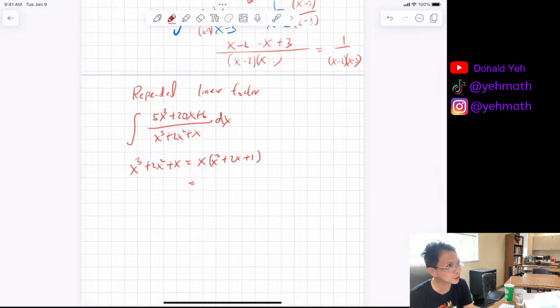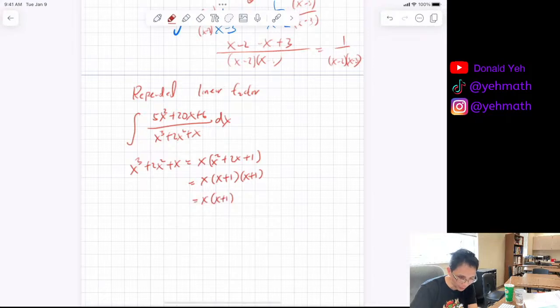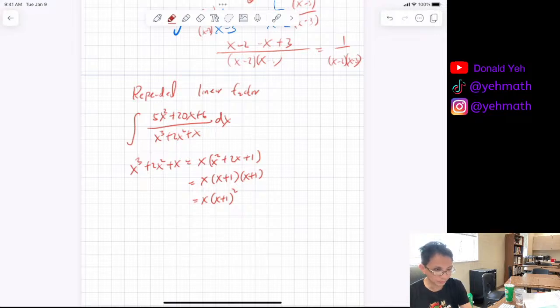GCF. Start with GCF, and then you can factor more. Would that be x times x plus 1 squared? It's plus, right? Oh, you wrote it wrong.